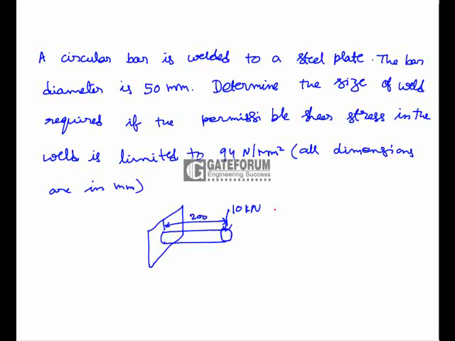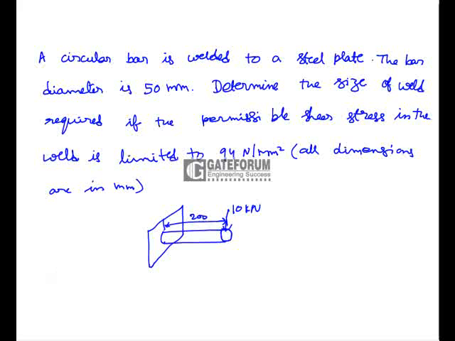A circular bar is welded to a steel plate. The bar diameter is 50 mm. Determine the size of the weld required if the permissible shear stress in the weld is limited to 94 Newton per mm square. This bar is carrying a 10 kN load at the free end, and it is welded at the fixed end, and it is of length 200 mm. Now we have to find out the size of the weld.